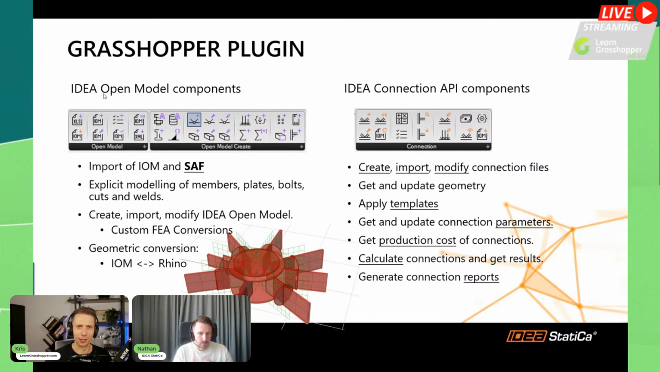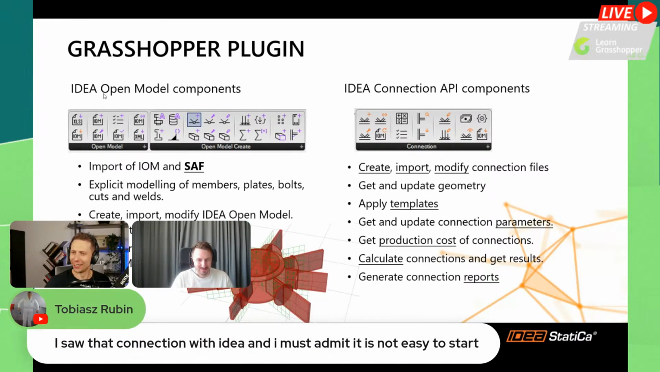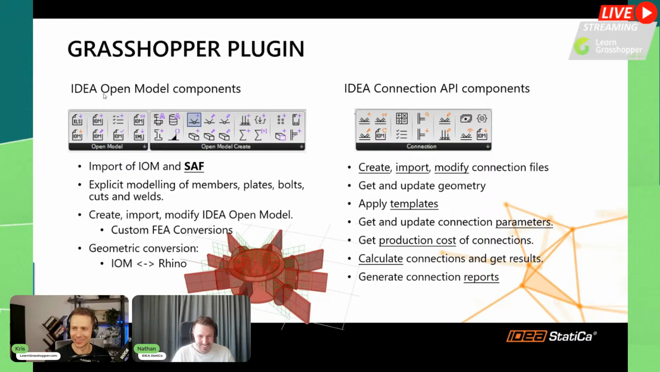And we, as Grasshopper users, are using these blocks, the work that he was doing, and we just have to connect them in the right order. Maybe it's not just that, because like Tobias just wrote, I saw the connection with IDEA, and I must admit it's not easy to start. There are lots of new components, but Rome was not built in one day. So, what can we see right now, Nathan?